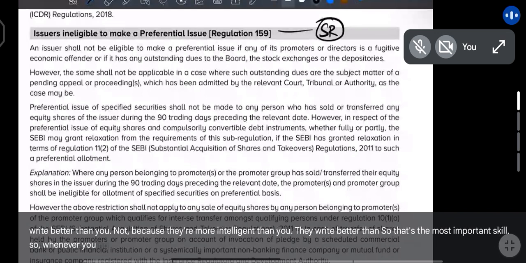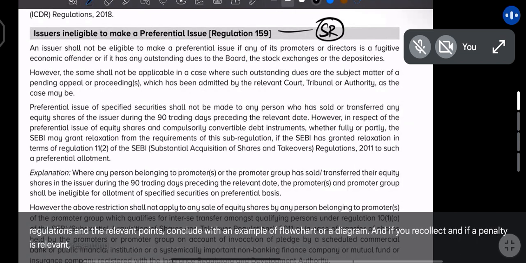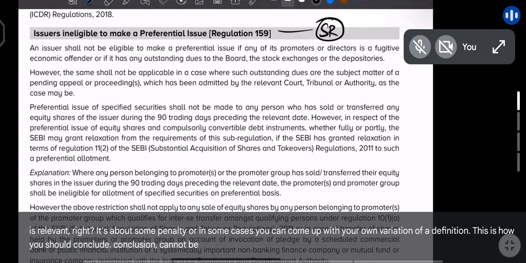So whenever you quote any point, write your opinion right there in the first paragraph. Then shift to quoting the regulations and the relevant points. Conclude with an example, a flowchart or a diagram. And if you recollect, and if a penalty is relevant, write about some penalty, or in some cases, you can come up with your own variation of a definition. This is how you should conclude. Conclusion cannot be very generic.